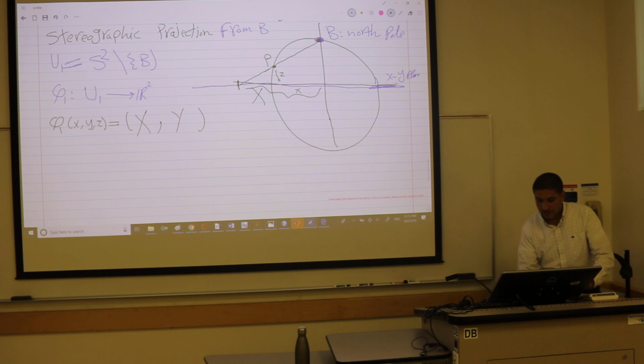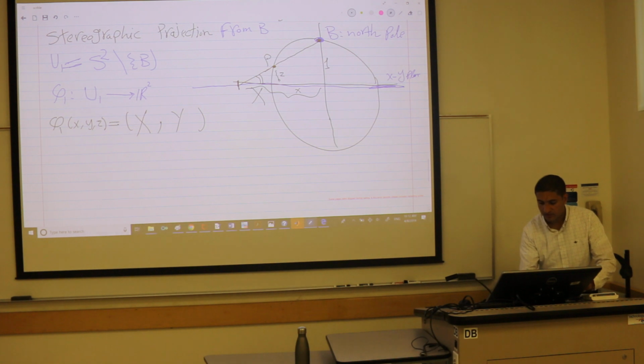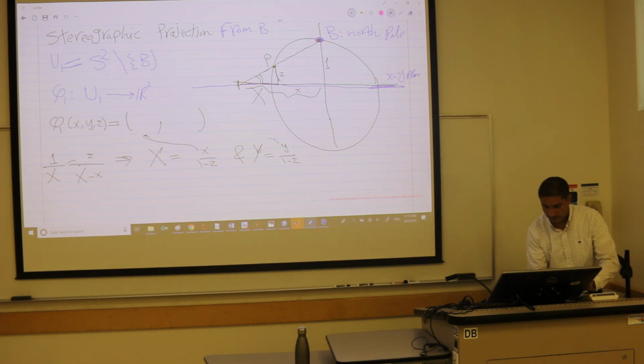So tan of this angle is what? Remember, this is 1, right? So it's 1 divided by capital X. So 1 divided by capital X is equal to, from this small triangle, little z divided by x minus capital X. So you can solve for capital X in terms of x and z. And obviously, if you do the same for y, you will get similar results. So this is y over 1 minus z. Actually, I prefer to write it like this. So this is x over 1 minus z, y over 1 minus z.